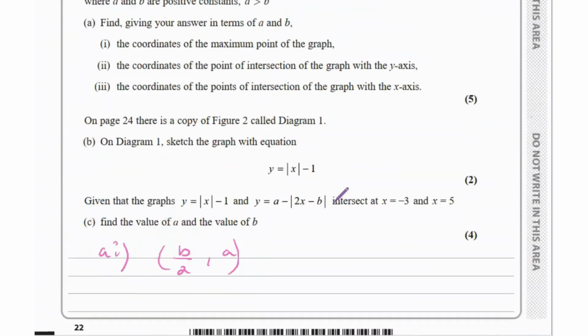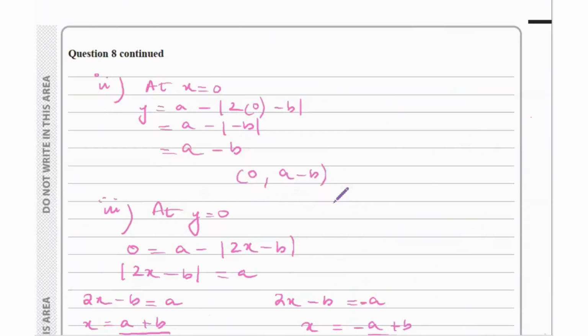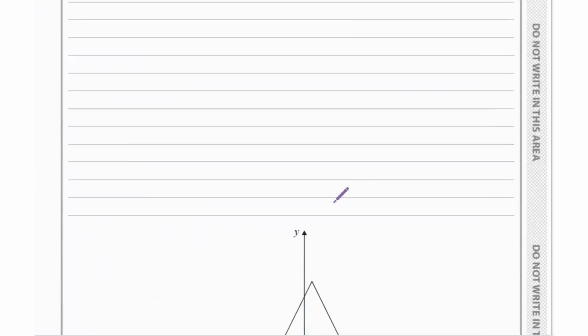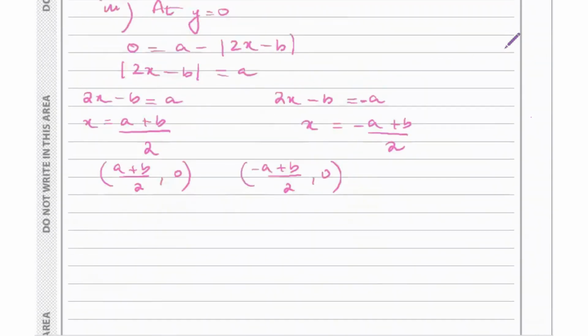On page 24, there's a copy of figure 2 called diagram 1. On diagram 1, sketch the graph with the equation y equals the absolute value of x minus 1. So absolute value of x minus 1 is going to be this. This point is going to be negative 1. This is your sketch. Just move y equals the absolute value of x 1 unit down because there's a vertical translation happening.